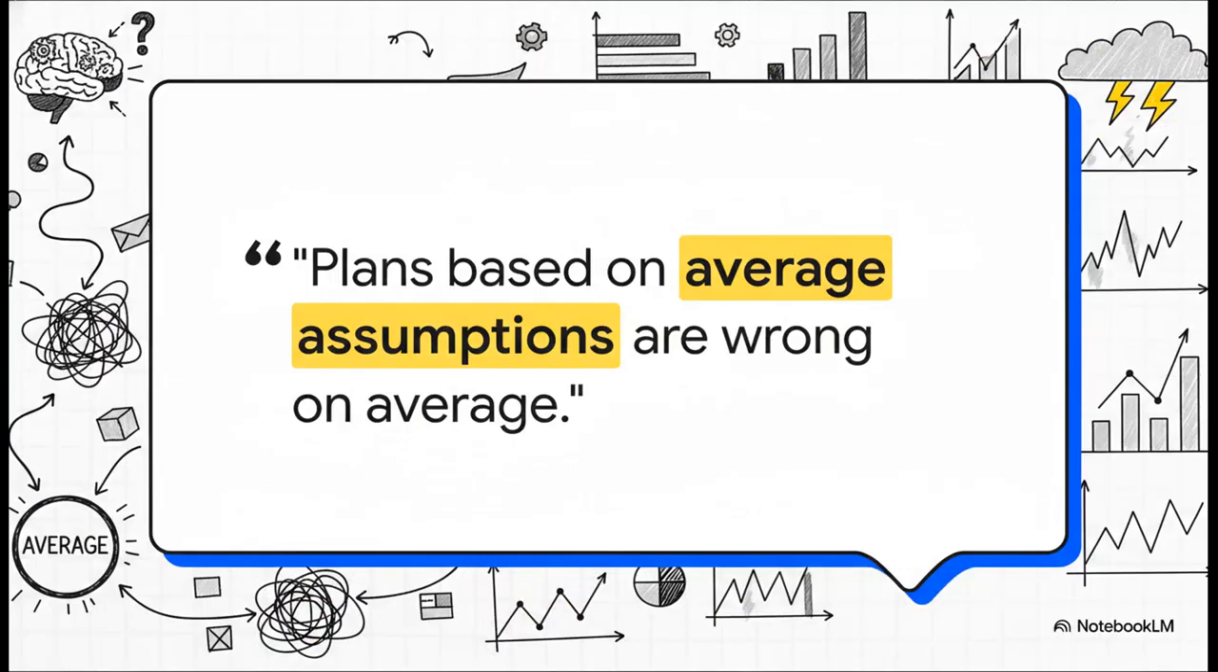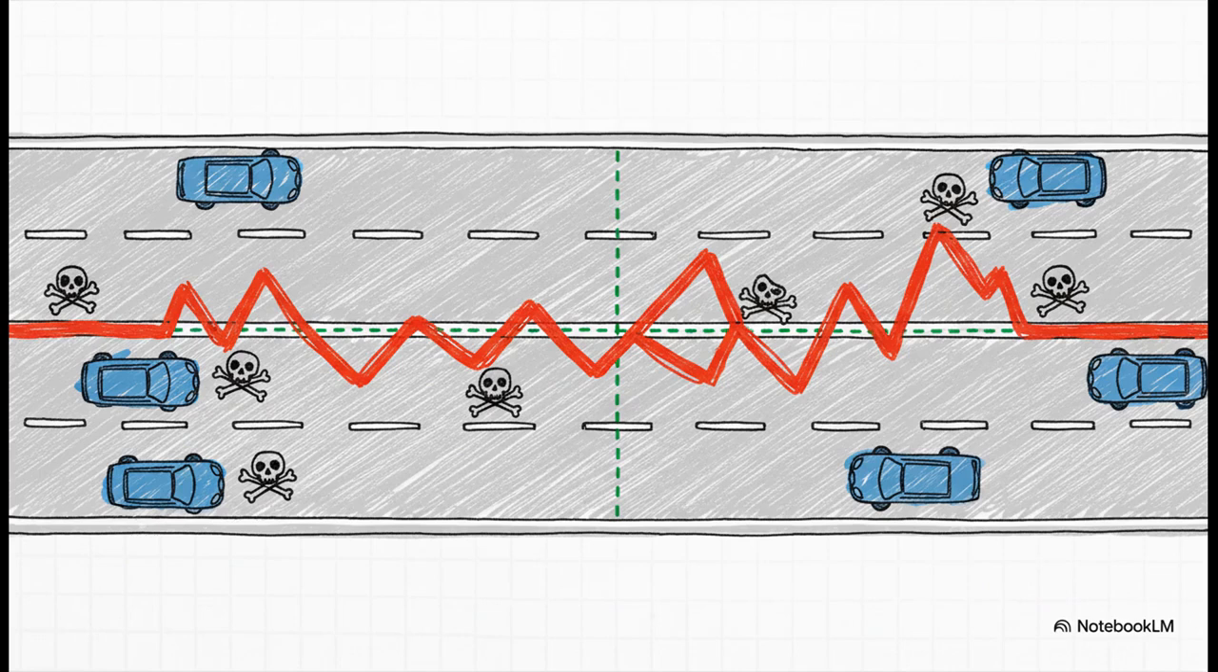Sam Savage, a professor at Stanford, he just summed it up perfectly. The main idea is that if you make a plan based on a single average number, you're almost guaranteed to be wrong. Why? Because the real world is just never that simple. Savage uses this kind of dark but super clear analogy.